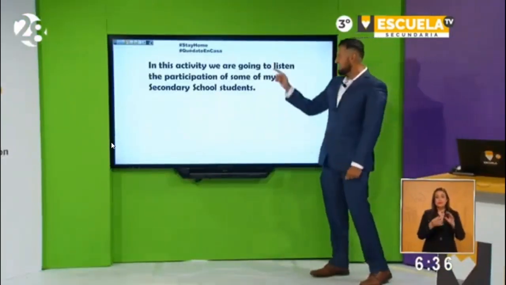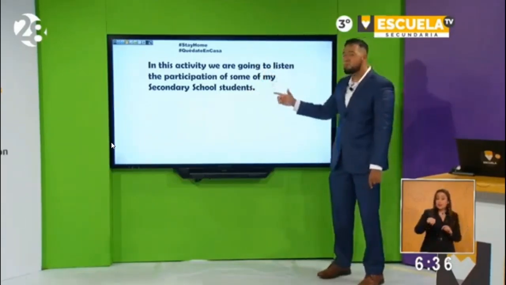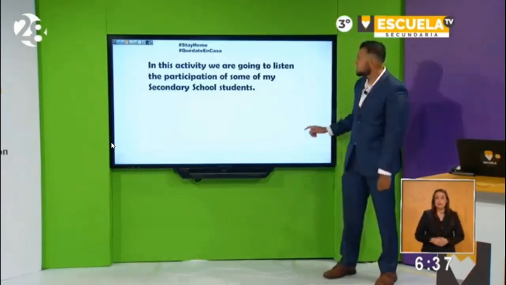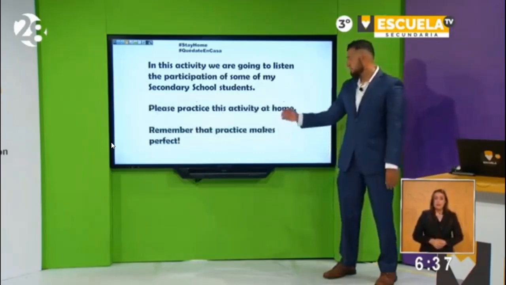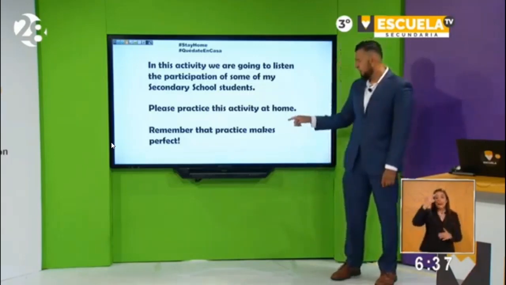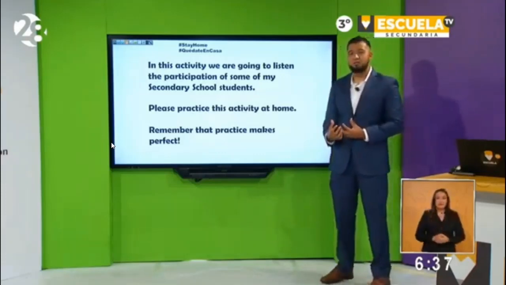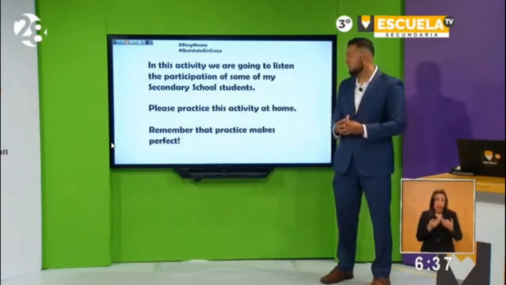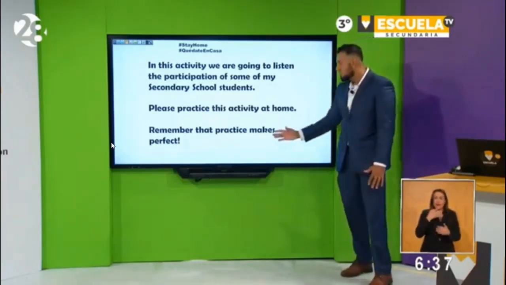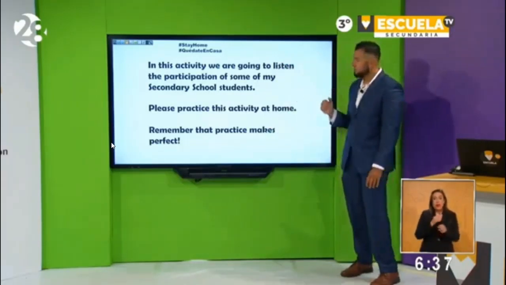Instructions. In this activity, we are going to listen to the participation of some of my secondary students. Please practice this activity at home. Remember that practice makes perfect. So if I want to increase my fluency, if I want to get my pronunciation better, it's necessary for me the practice of my speaking skill. Are you ready?